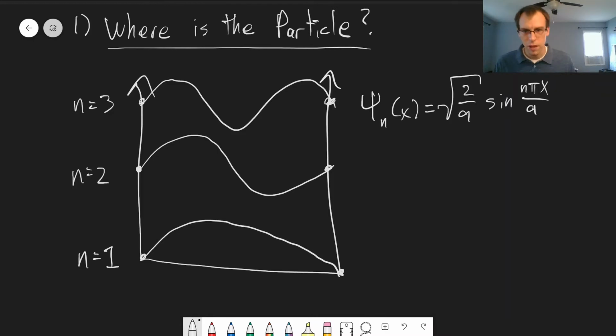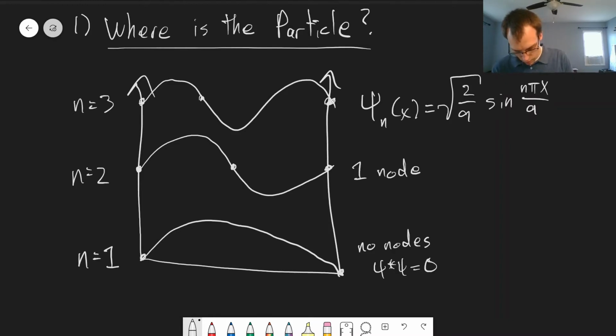We continue on. One thing you'll notice is that for n equals 1, we get no nodes, or where the probability distribution is equal to 0. For n equals 2, we get one node. N equals 3, we get two nodes. And as we keep going up, we'll see you get an additional node as you keep going up in energy.